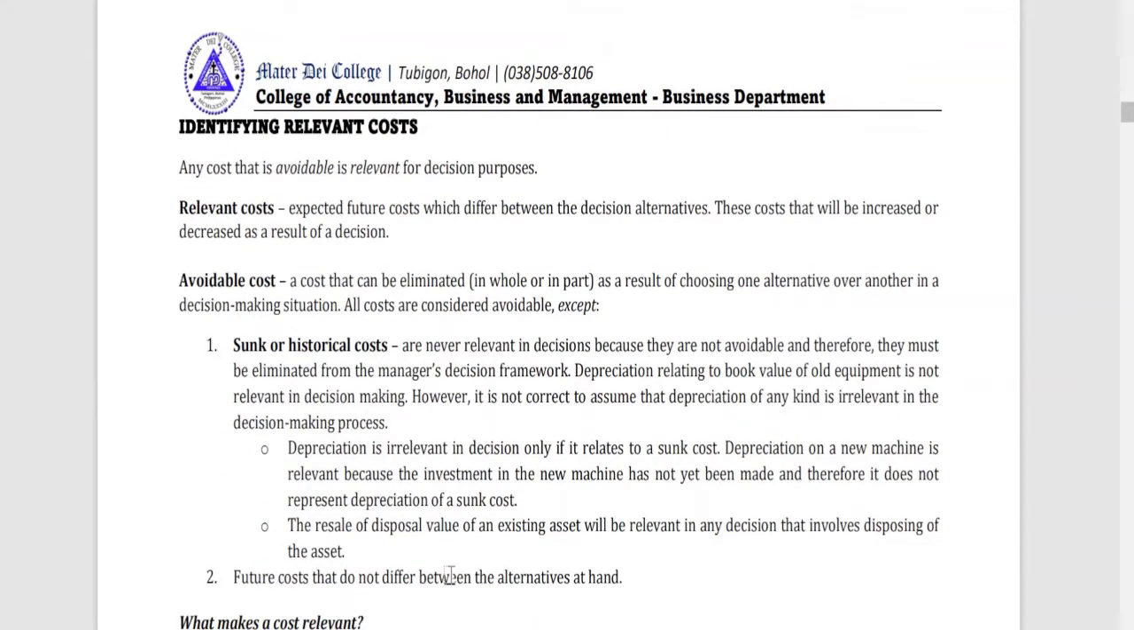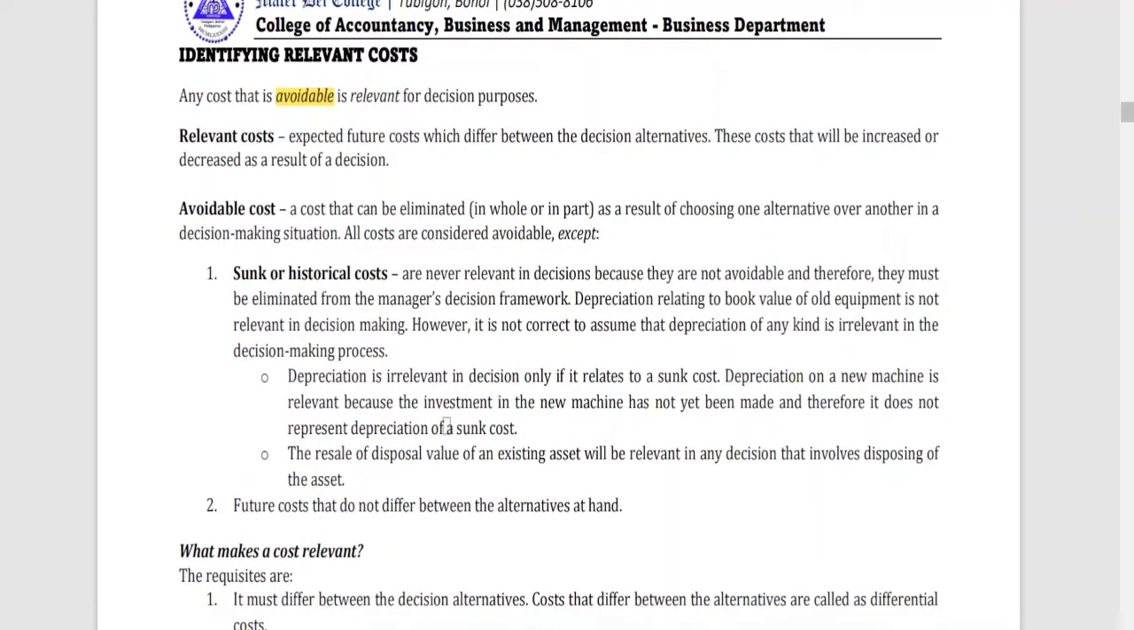So how do we identify the relevant costs? We consider a cost as relevant if it is avoidable. What is avoidable? An avoidable cost is a cost that can be eliminated in whole or in part as a result of choosing one alternative over another in a decision-making situation. So again, an expense is considered relevant if it is avoidable. It can be avoided.